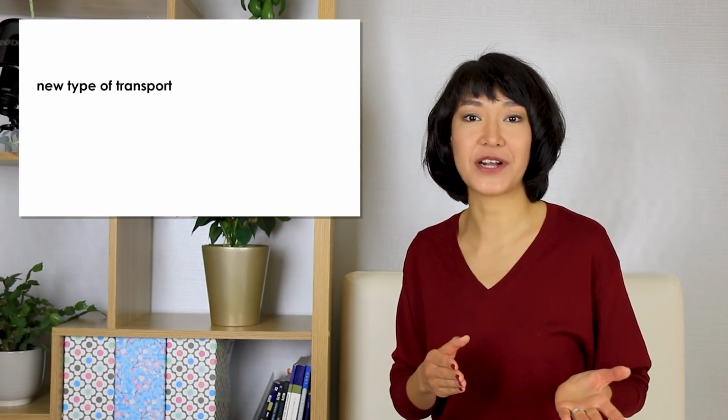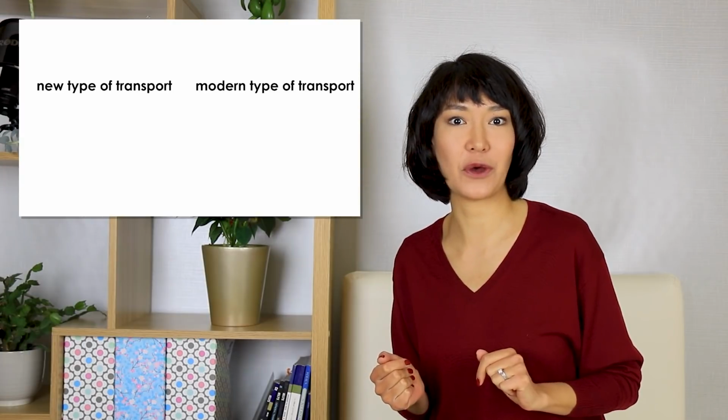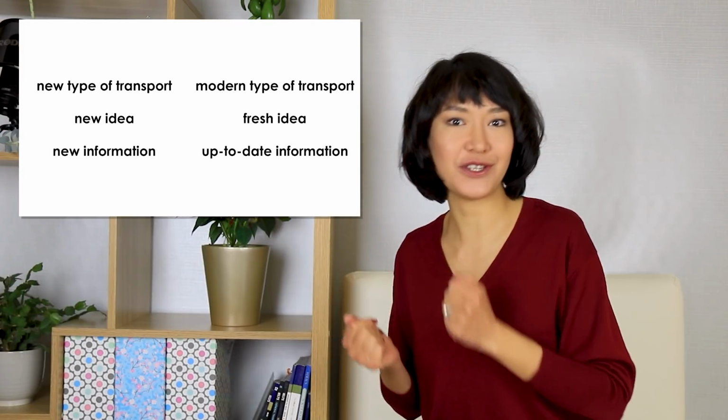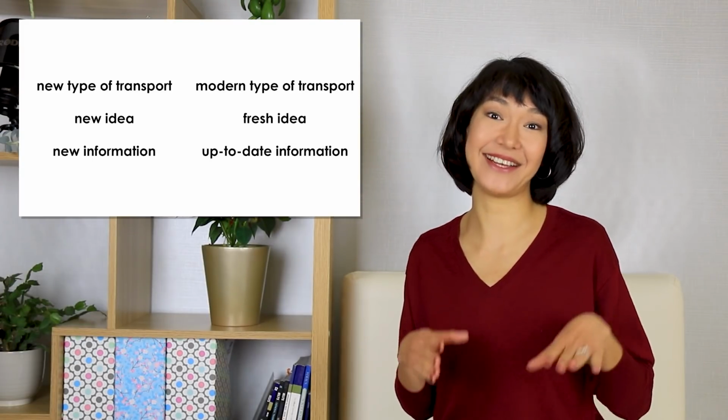We use these words all the time. Let's take one. How can you replace the adjective new? Well, a new type of transport is a modern type of transport. A new idea is a fresh idea. New information is up-to-date information. These are great phrases. But can you use these adjectives interchangeably? A fresh type of transport or an up-to-date idea? Obviously not. Each of them has its own subtle meaning and the situations when you can use it.